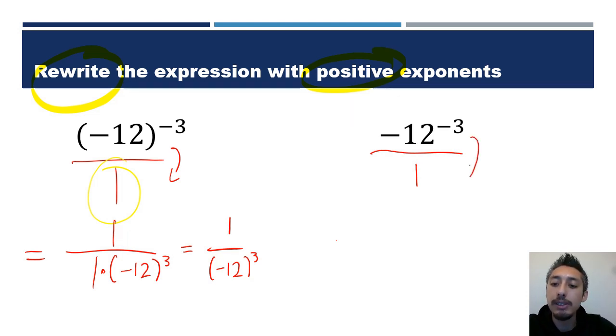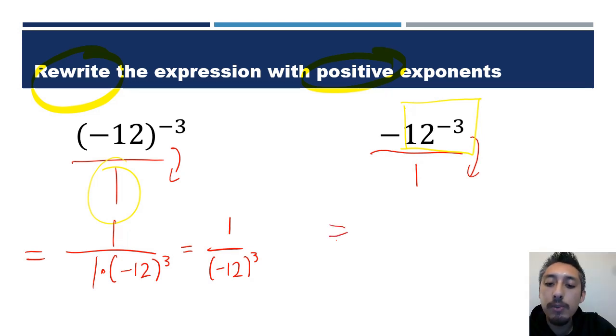So we want to move this down. But the main difference between this example and the one that we just did is that this one doesn't have any parentheses, which means that our exponent is only attached to the 12. The negative is not going to be brought down. It's going to stay in the numerator. The only thing that's going to be moving to the denominator is the 12 and the exponent.